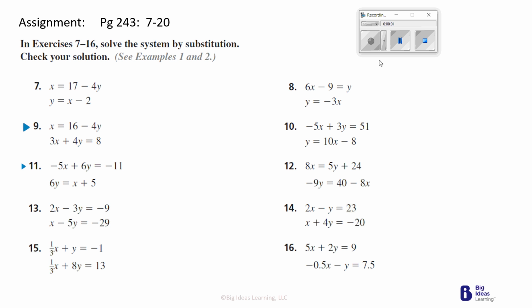Let's go ahead and knock out this homework. I got the odd ones. I'll leave the even ones for you. So solve the system by substitution.